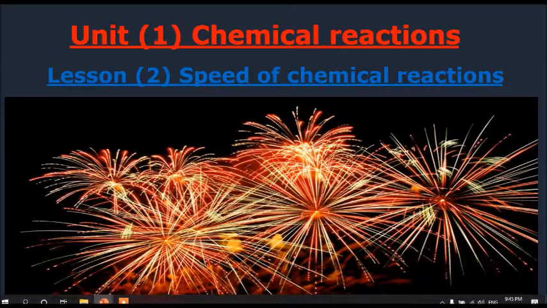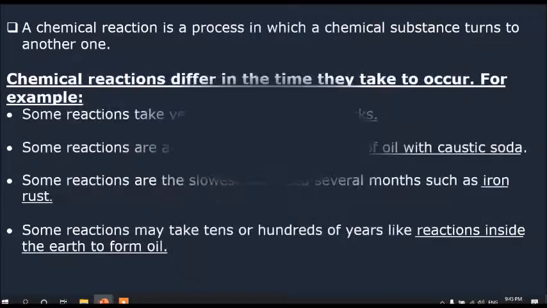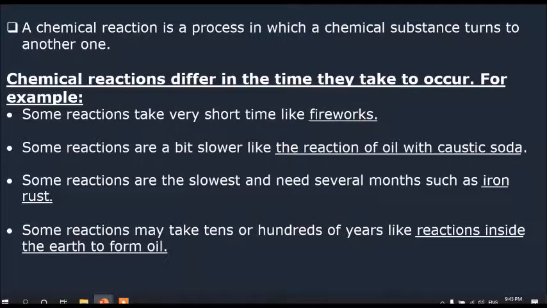Today we will talk about the second lesson in Unit 1, which is called Speed of Chemical Reactions, or Rate of Chemical Reactions. We have studied in the previous lesson that a chemical reaction is the process in which a chemical substance turns into another one. Like in thermal decomposition, for example copper hydroxide: when we heat copper hydroxide, it changes into copper oxide and water vapor. So a chemical substance changes into another one.